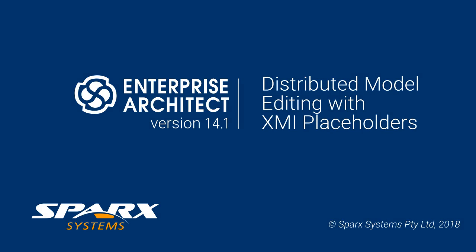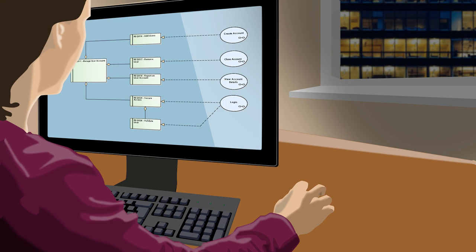In this demonstration, I'll show you how to safely share just part of your model with a third party. You may have a scenario where you need a third party to review or edit part of your model, but they aren't permitted to access your complete model. Obviously, you want to preserve any relationships that cross between the part of the model you're sharing and the rest of your model. This is made possible by Enterprise Architect's Placeholders feature.